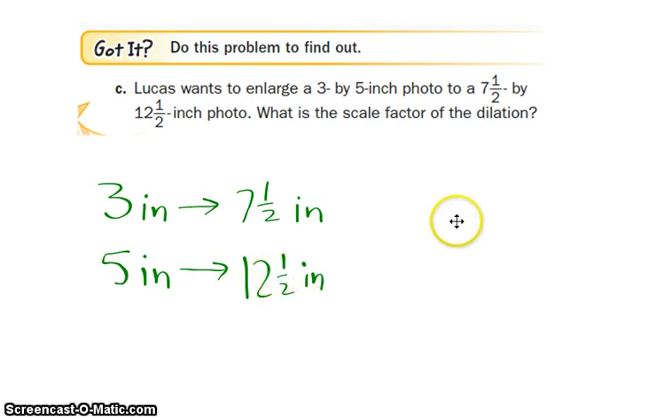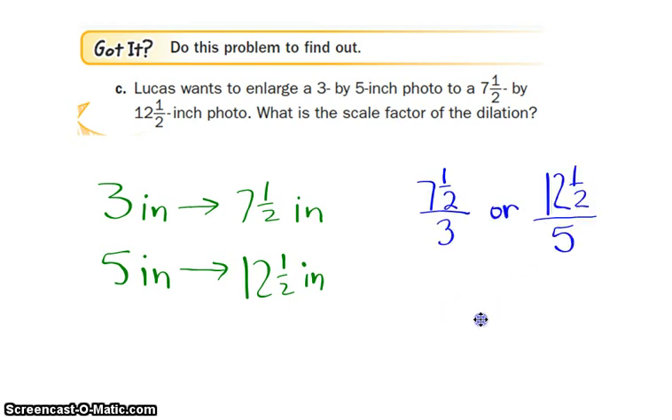So there's 2 ways you can do it. Okay, you can take 7.5 inches divided by 3. We're making our ratio 7.5 over 3. Or you can take the other side, 12.5, and divide it by 5. Either way, either ratio will give you the correct dilation. Again, we are enlarging it, so it has to be greater than 1. So if you take 7.5 divided by 3, or if you take 12.5 divided by 5, it should give you 2.5. So 2.5 is our scale factor.